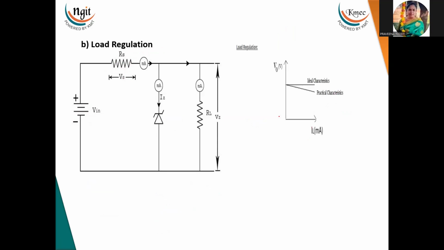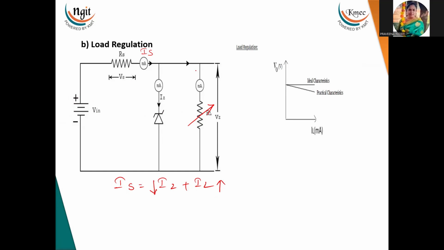Now coming to load regulation, here we need to keep the input voltage fixed and vary the load. If the load is varied but the input voltage is fixed, how does the Zener maintain the regulation? IS is again equal to IZ plus IL. Here IS is constant, since the voltage is not going to change. So if IL increases, then the IZ value decreases.